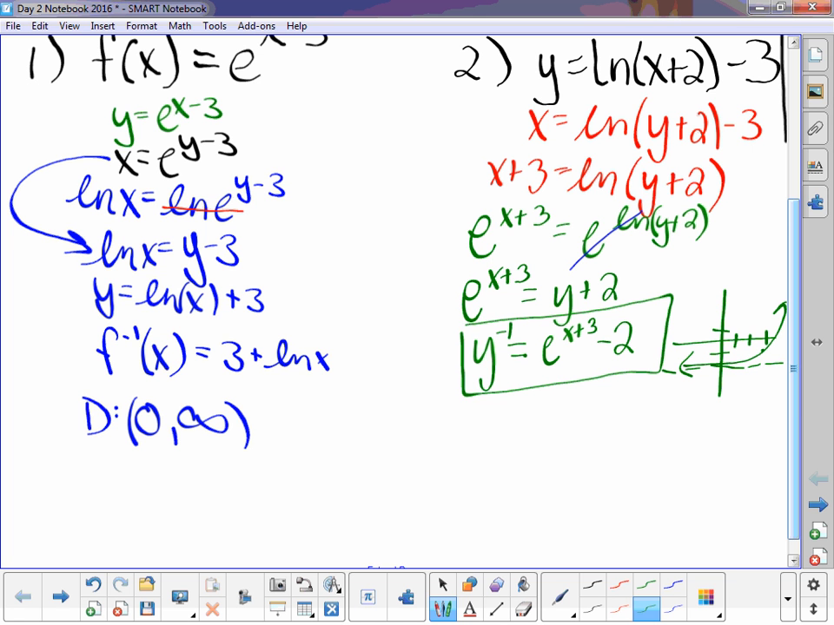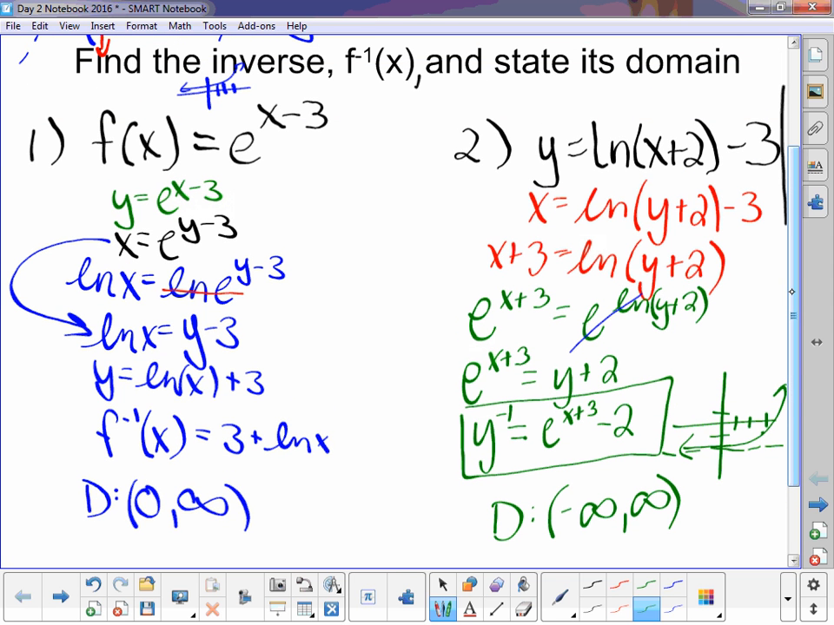Did those transformations affect my domain? No. What is my domain? Yeah, negative infinity, positive infinity. Which, if we think back up to our original function here, natural log of x plus 2 minus 3, we get shifted left 2 and down 3. What is the range of that natural log graph? Anything. Positive infinity, which we can see is our domain.